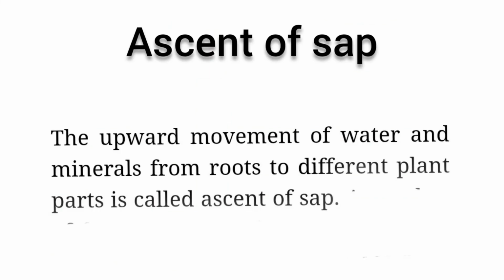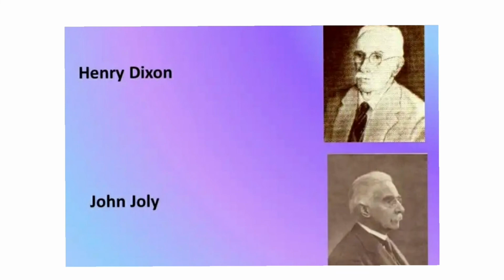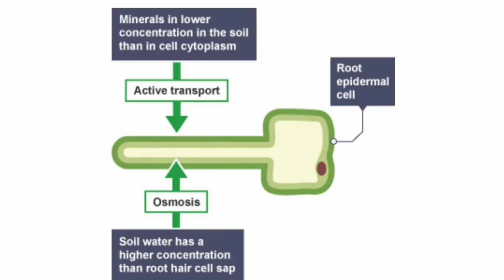The upward movement of water from roots to the aerial parts of a plant is known as ascent of sap. Most accepted theory for ascent of sap is the cohesion tension theory that was given by Henry Dixon and John Joly. Let us see how this happens. Root hair cells absorb mineral salts. This is done by active transport. Mineral salts reach the root cortex. Root hair cells meanwhile also absorb water from the soil. This is by a process called osmosis.